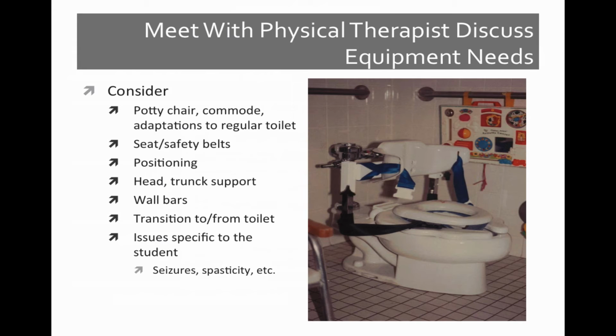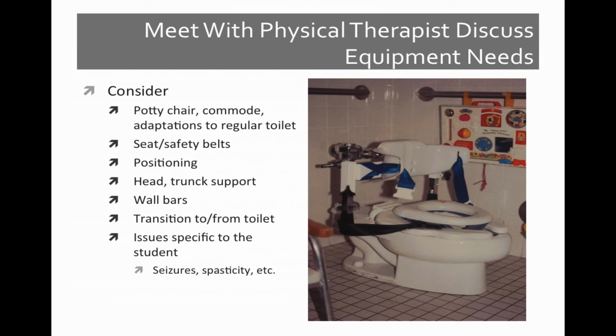Now, the physical therapist, just from the picture alone, you can see the toy is attached to the bars. And there's a smaller seat established. There's a seat belt that's been put on. So this would be a student that has some mobility issues for sure. So the potty chair commode adaptations: seat and safety belts, positioning, head and trunk support. In this one, you have a trunk support with that blue belt.